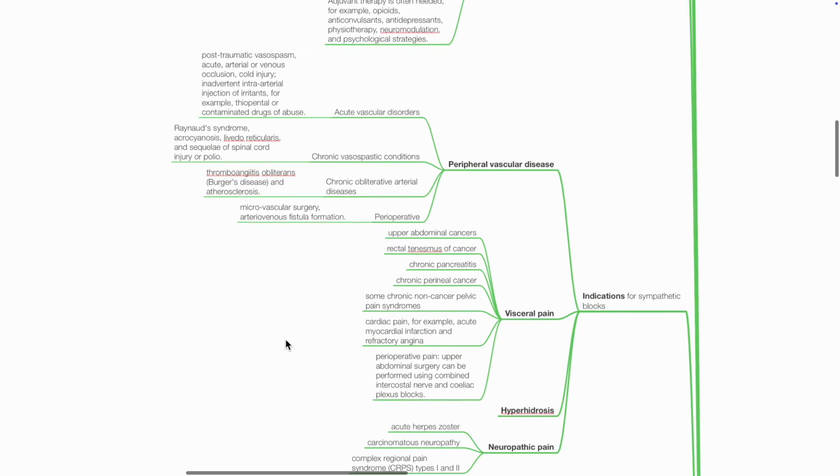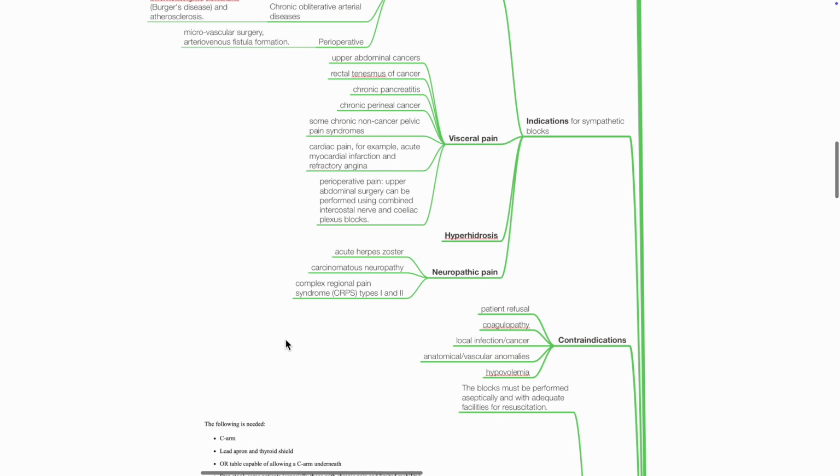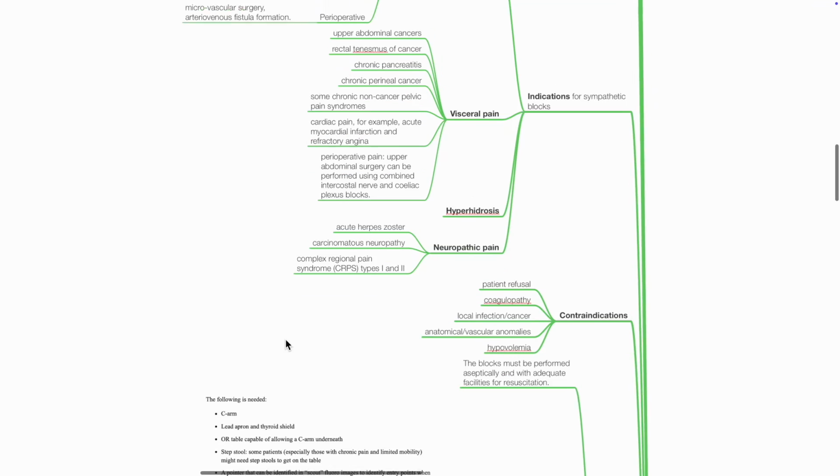Visceral pain indications include upper abdominal cancers, rectal tenesmus of cancer, chronic pancreatitis, chronic perineal cancer, some chronic non-cancer pelvic pain syndromes, cardiac pain such as acute myocardial infarction and refractory angina, and perioperative pain such as from upper abdominal surgery. Neuropathic pain such as acute herpes zoster, carcinomatous neuropathy, and complex regional pain syndromes can be treated with sympathetic blocks. Contraindications for sympathetic blocks include patient refusal, coagulopathy, local infection or cancer, anatomical or vascular anomalies, and hypovolemia.